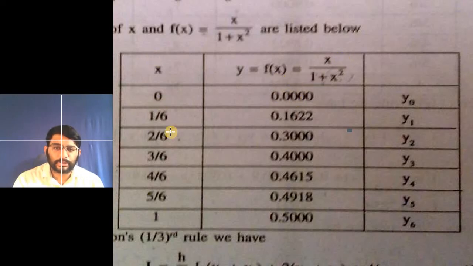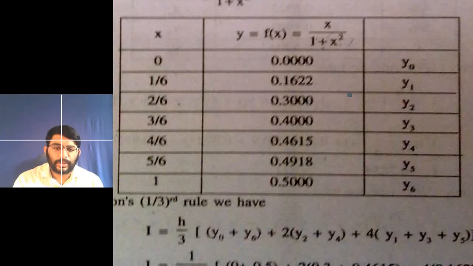So what you should do is calculate all the x values. Based on the x values, the y values have to be calculated. After calculating the y values, mention the respective variables starting from y0 to y6: y0, y1, y2, y3, y4, y5 and y6. These are the values.